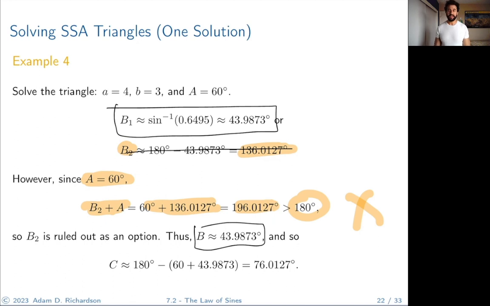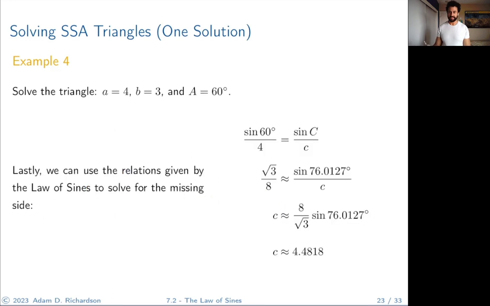Okay, now that we know what B is, we can find C by doing 180 degrees minus (60 plus 43.9873) degrees, which is about 76.0127 degrees. Again, you can definitely see that a calculator is needed for a lot of this stuff now, right? But there we go. Now we have all three angles, A, B, and C. We just need to solve for the last missing side, which is side c.